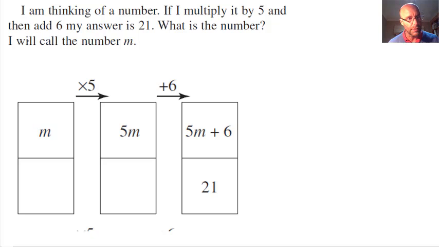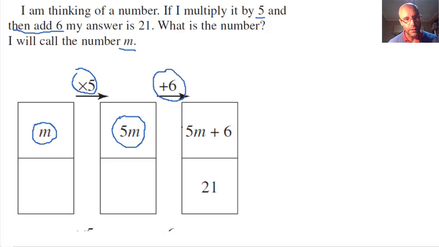Okay, part of it's been done for you. Let's see how they got these things. It says I'm thinking of the number, I will call the number m. So that makes sense that we start with m. And I multiply it by 5. So you see the multiply by 5 and we get the result 5m. Then add 6. Alright, so after that we add 6. So the previous result plus 6 is 5m plus 6.